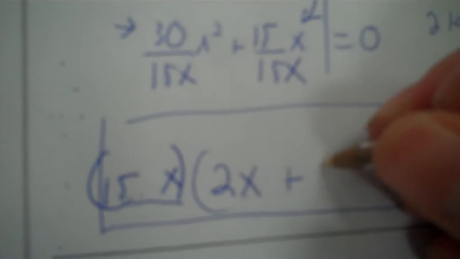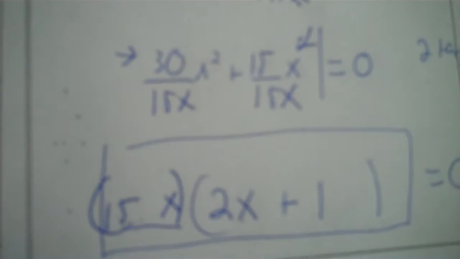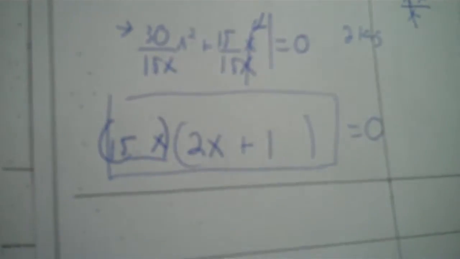So 30 divided by 15, that's 2. Now to divide the letters, you put XX for x, that stands for x to the second, then divided by x, and you put that x alongside that 2. Then 15 divided by 15 is 1. It is not 0. Something divided by itself is always 1. Then divide the x by the x, those will just cancel. Okay, so we have 15x, and then we have 2x plus 1.